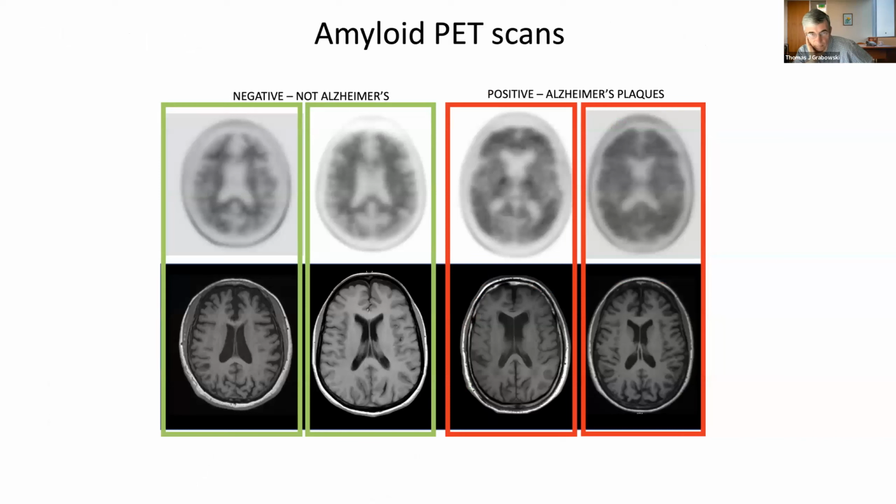For the molecular PET, we have two species of ligands that we're using. There are amyloid avid ligands like Pittsburgh B or florbetapir, and here are some examples of amyloid PET scans. In the green boxes are normal scans, and in the red boxes are abnormal scans. To make sense of this, what you need to know is that MRI is on the bottom, of course, and PET scans on the top.